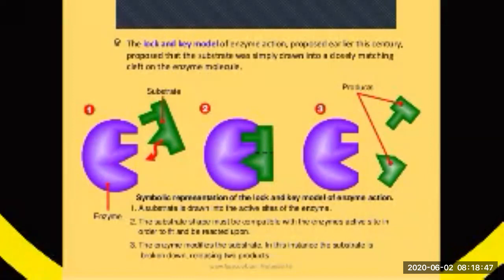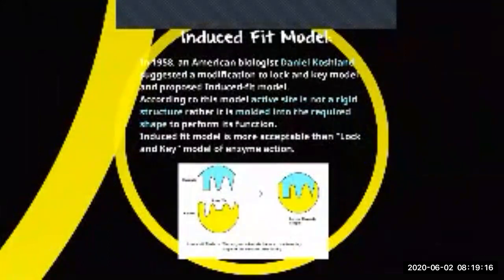So this is what a lock and key model is. It suggests a specific geometric shape, like a jigsaw puzzle, where this active site has a specific fixed shape. It is rigid. You cannot change the shape of the active site in the lock and key model, right? And this is all about the lock and key model. It's very easy. Let's move to the next model, which is called the induced fit model.